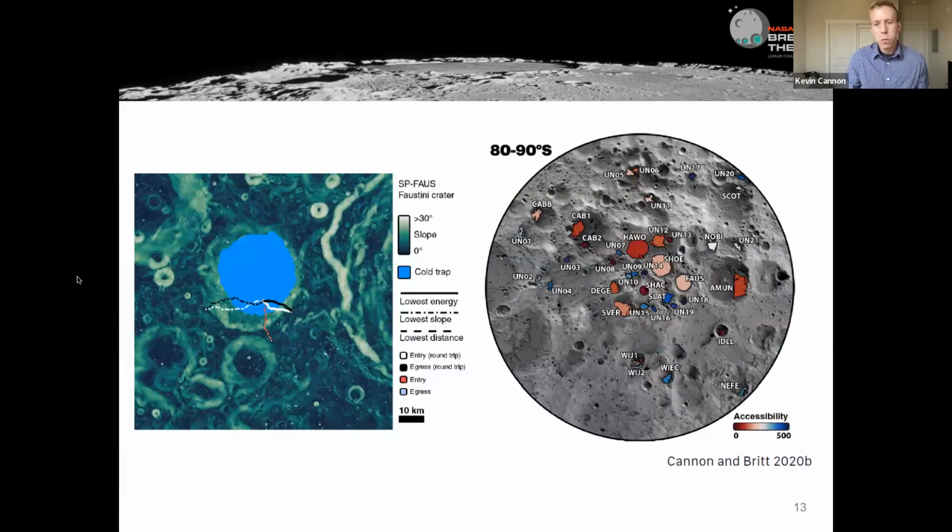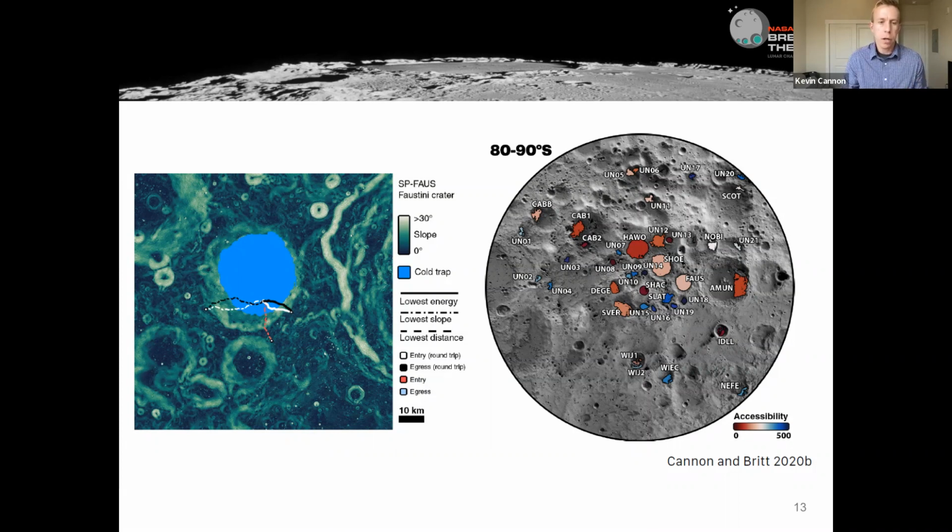So if we really wanted to look at ice as a resource, we might want to go to some of these larger craters. I mentioned Cabeus crater. That's one of the coldest areas where the LCROSS impact happened. There are some giant craters that host cold traps at the south pole of the moon, like Haworth and Shoemaker and Faustini. The problem is that it's fairly difficult to get access into those craters.